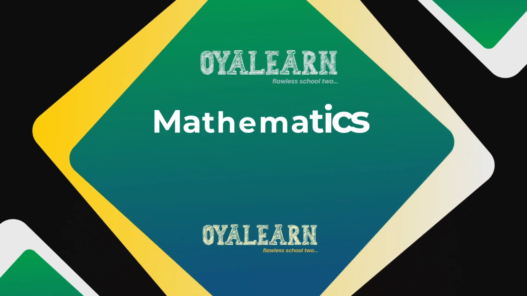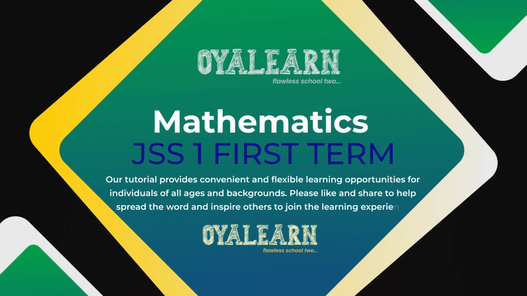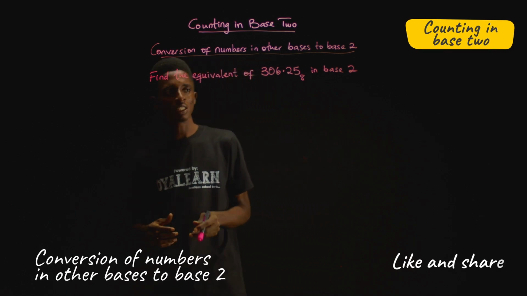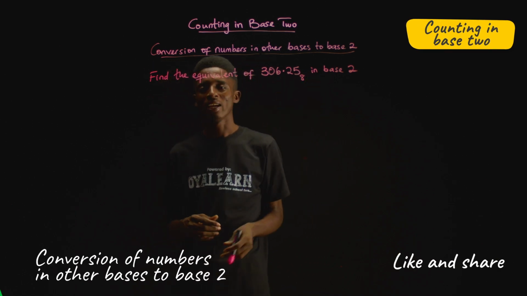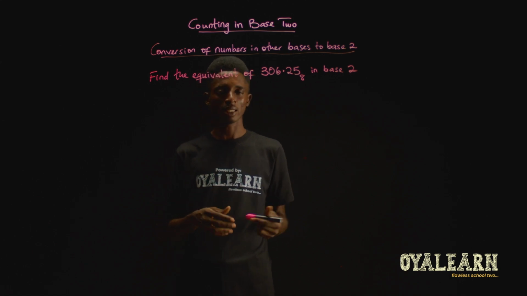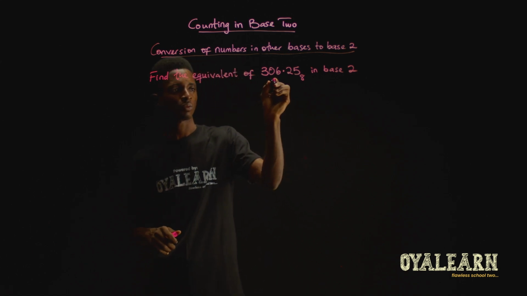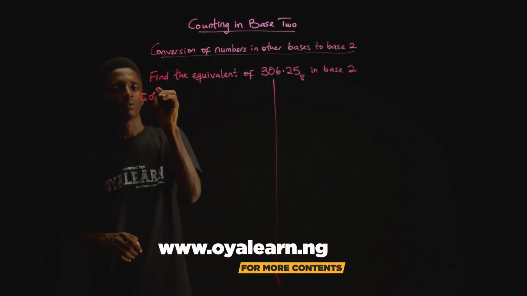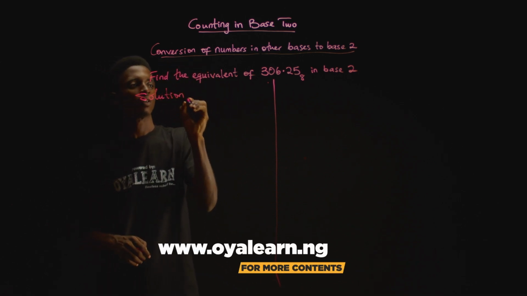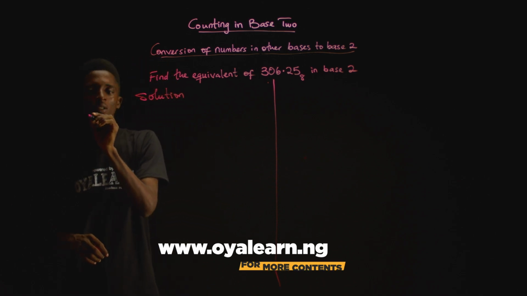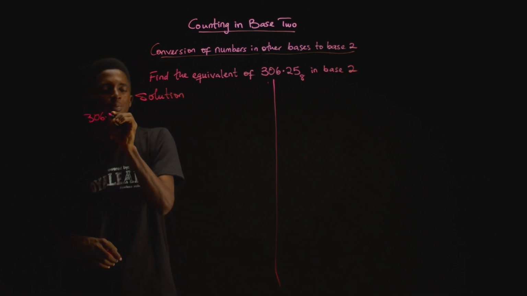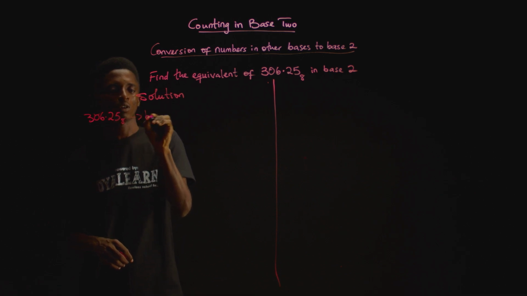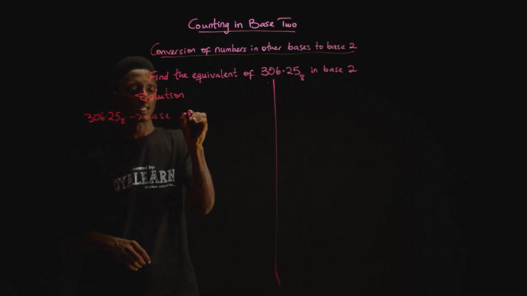Find the equivalent of 306.25 base 8 in base 2. In order to do this, we first convert it to base 10 and then from base 10 to base 2. Solution. So first we have 306.25 base 8 to base 10.